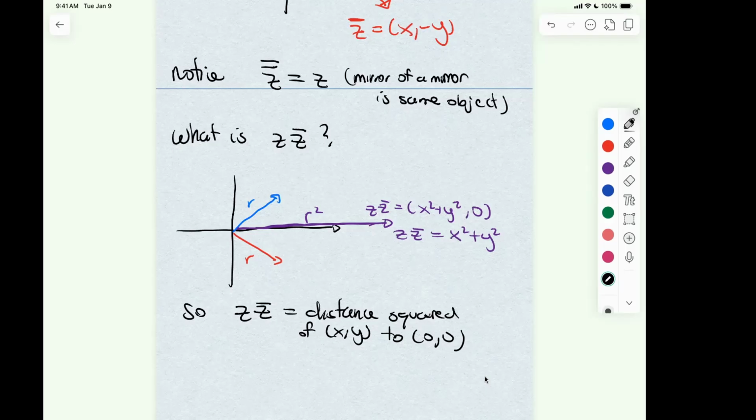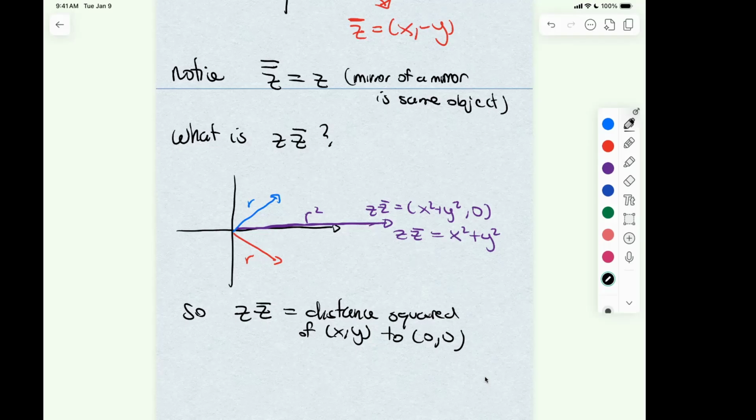Can you go over why r squared is 0? Oh, but this is not 0, right? No, what I'm saying is, if you think about it from the polar perspective, what should be the angle for this product? This was theta and this was negative theta, so they add up to 0.